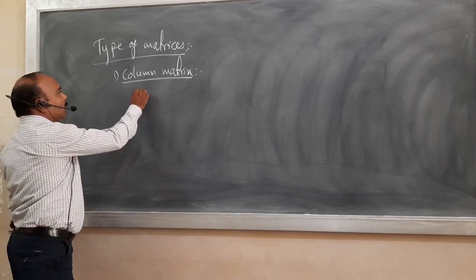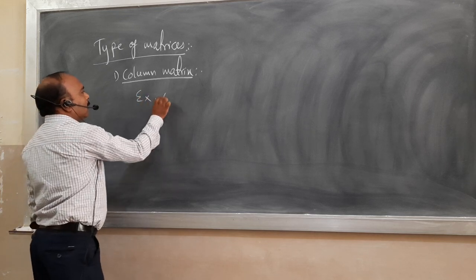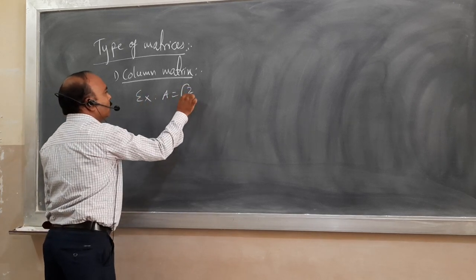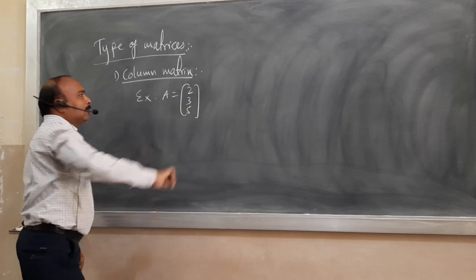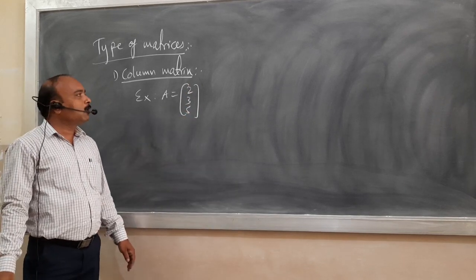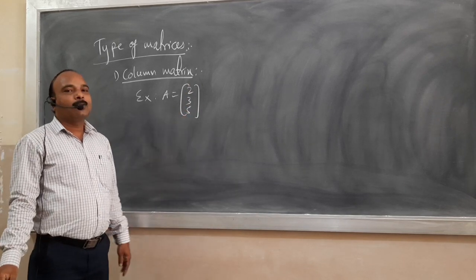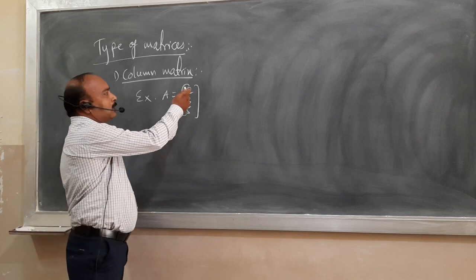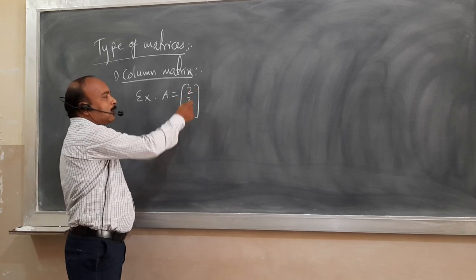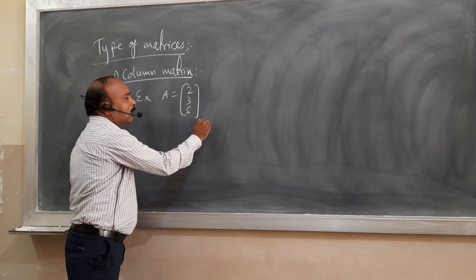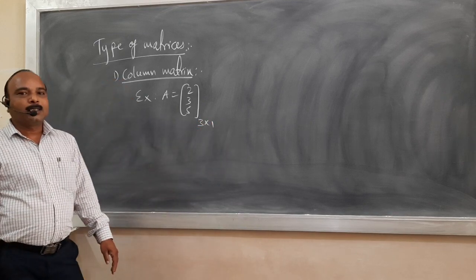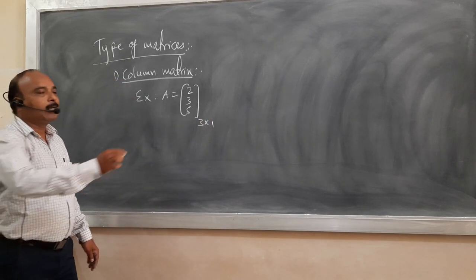For example, A equals 2, 3, 5. It is called a column matrix. Now we observe that it has only one column, and here the rows are 3 and the column is 1. Therefore its order is 3 by 1. It is an example of a column matrix.